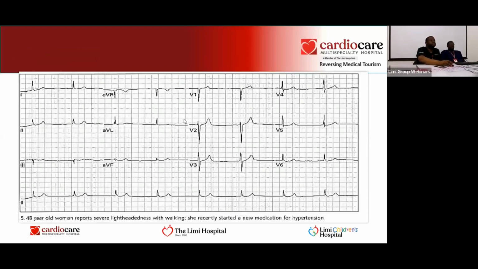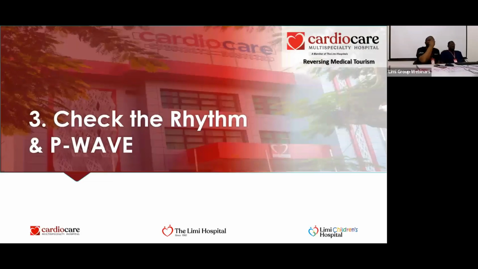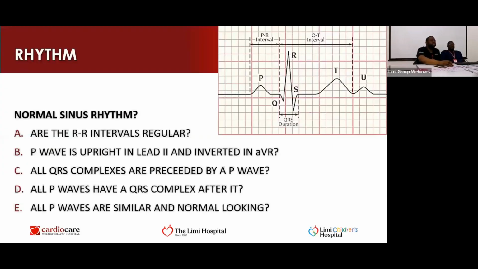So that is how to calculate the heart rate for most of the patients. Very, very simple. The next thing now is the rhythm. How do we get the rhythm? For the rhythm, we just ask ourselves these five questions.